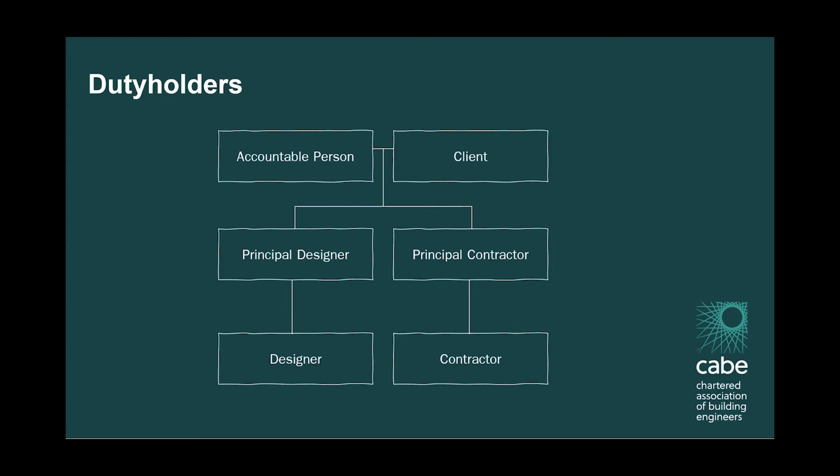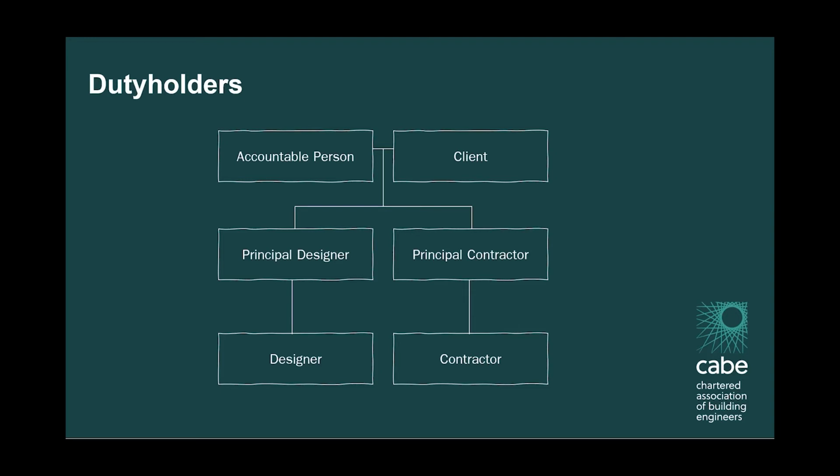And then you have the more traditional CDM framework, which is the client, principal designer, principal contractor, designer, and contractor. The reason I've shaped this diagram this way is because the accountable person and client may be the same body. They're quite often linked, but the client is the person commissioning work. So we have to recognize these two distinct legal entities.